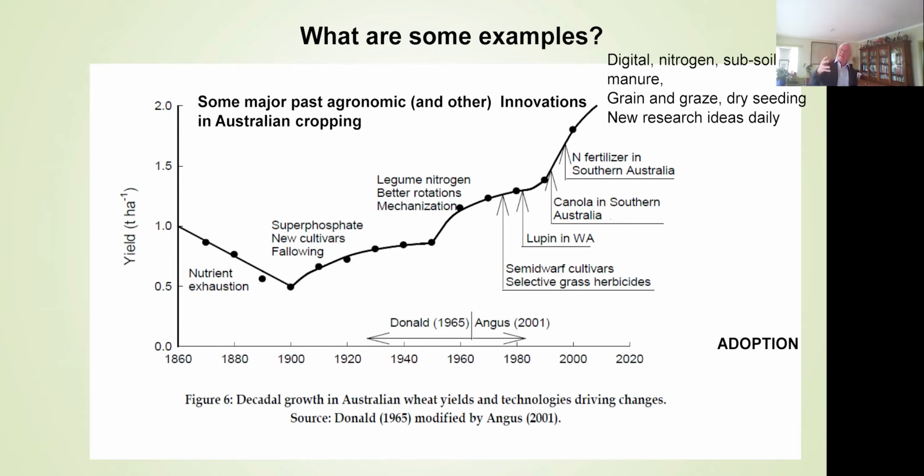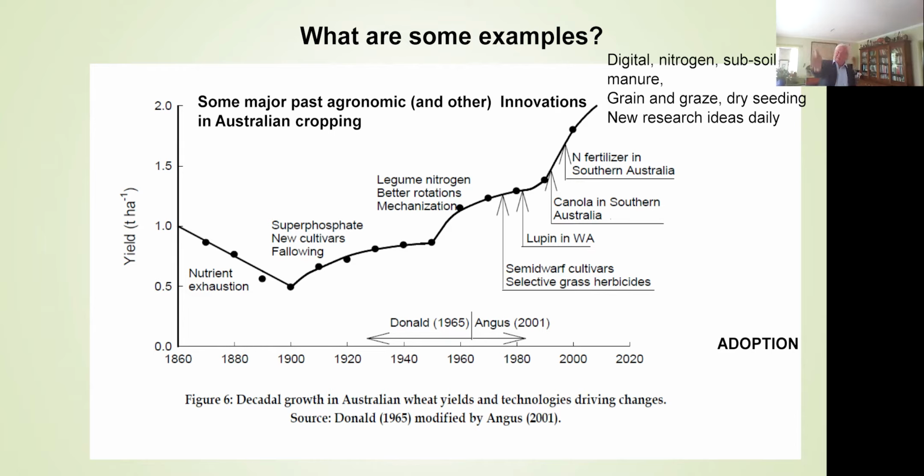How do these productivity gains, where do they come from? There's an adoption story here. There's a famous graph here, it keeps getting added to, needs updating again, but yields in cropping in Australia, we started with getting a tonne from virgin country. We quickly mined it down to half a tonne to the hectare by 1900. Then we got rust-resistant wheats, we got superphosphate, and we learnt to fallow to conserve moisture and provide disease breaks.